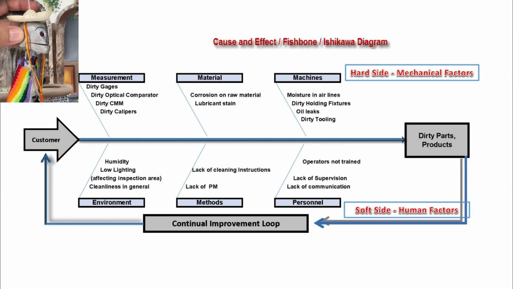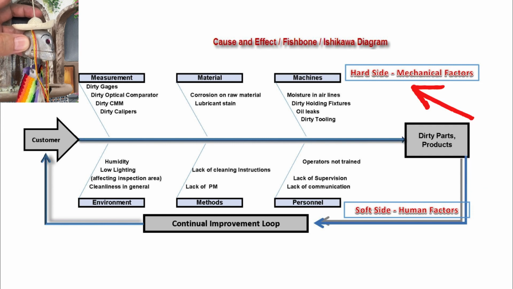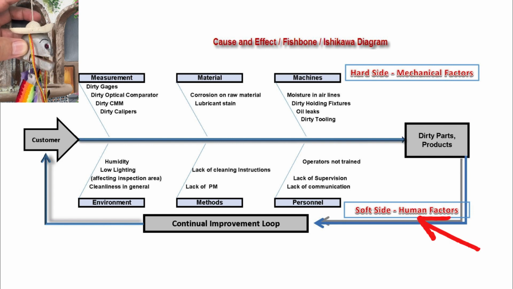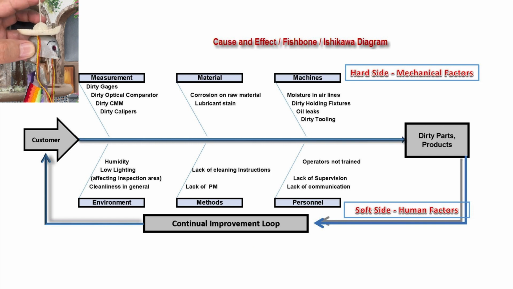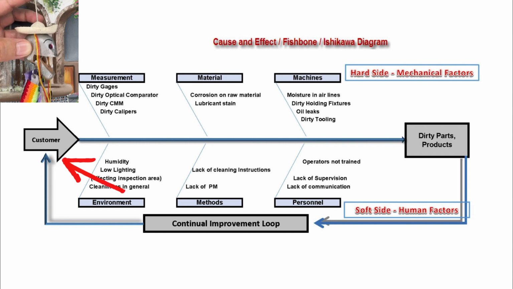Going back to the example, the problem was that the company received customer complaints related to dirty products. Please notice that this company divided the potential root causes in two sides: the hard side, or root causes associated to mechanical factors, and the soft side associated with human factors. They also added a continual improvement loop, since they wanted to determine if the improvements made to the process will reduce the customer complaints and increase customer satisfaction.